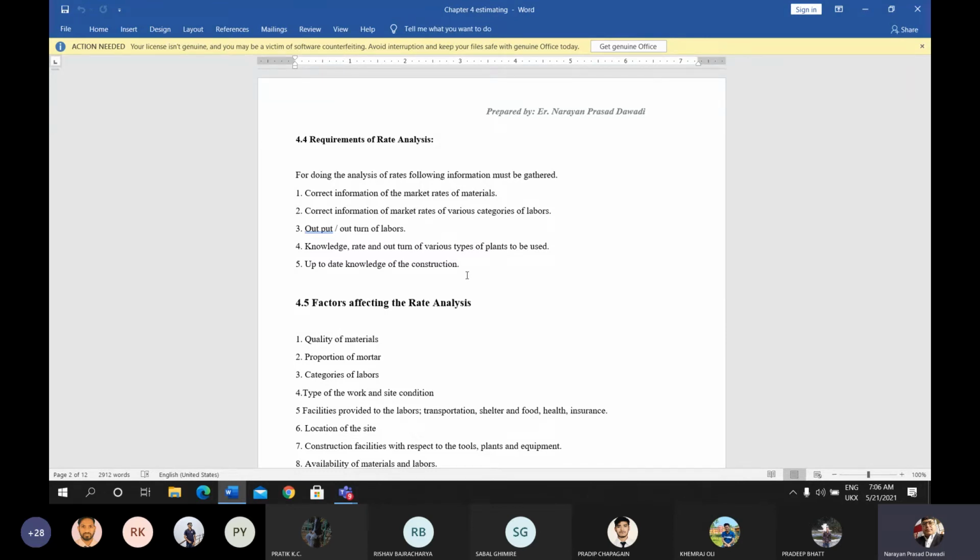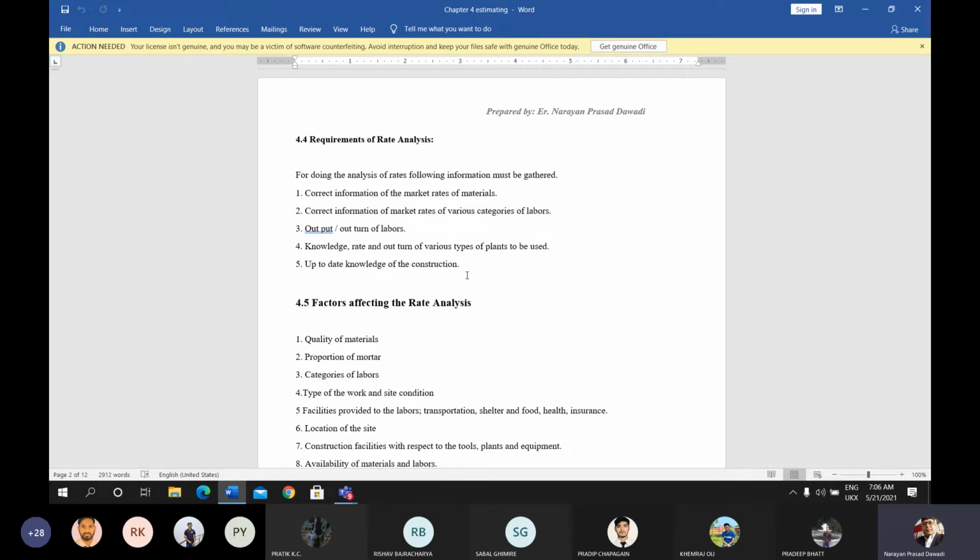That is known by the district rate committee, and they publish the district rate for that fiscal year regarding the types of materials, types of labors, types of tools, equipment, transportation rate, etc. So the correct information of market rate of material must be known before starting the rate analysis.